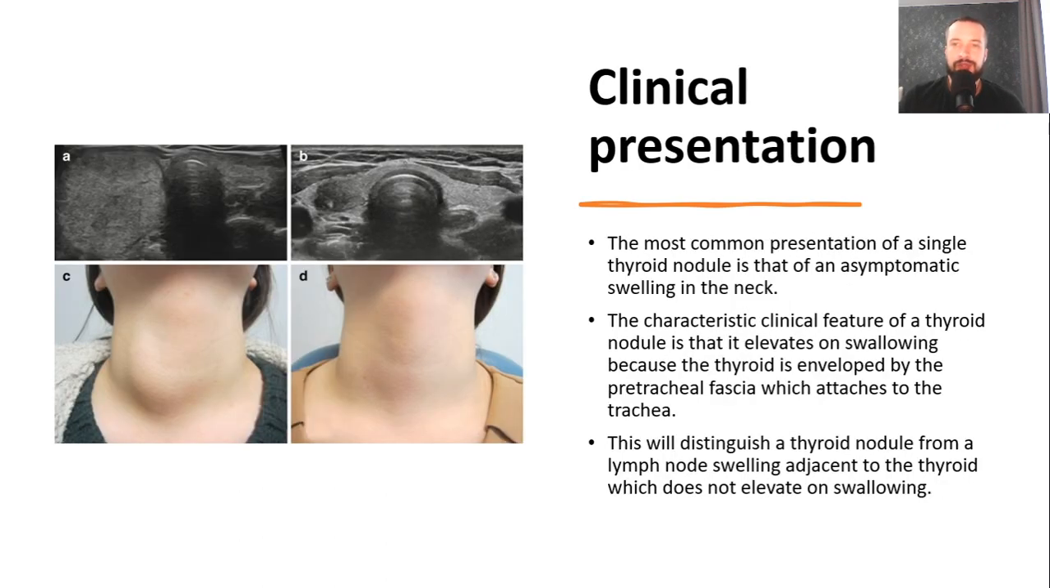The most common presentation of a single thyroid nodule is that of an asymptomatic swelling in the neck. The characteristic clinical feature of a thyroid nodule is that it elevates on swallowing because the thyroid is enveloped by the pretracheal fascia, which attaches to the trachea. This will distinguish a thyroid nodule from a lymph node swelling adjacent to the thyroid, which does not elevate on swallowing.